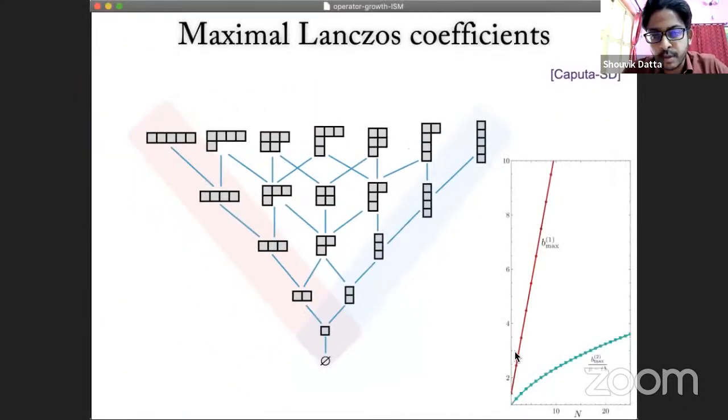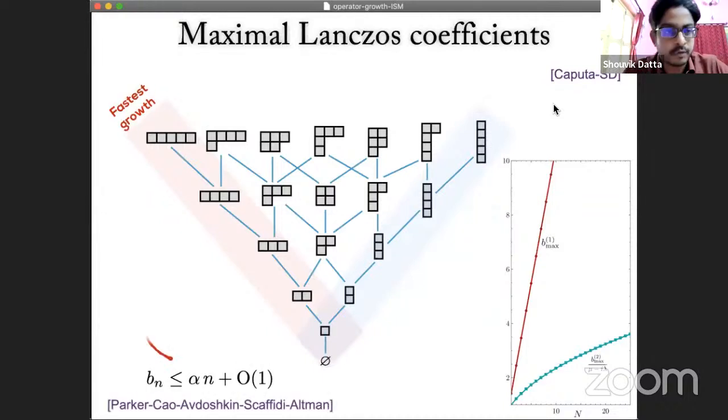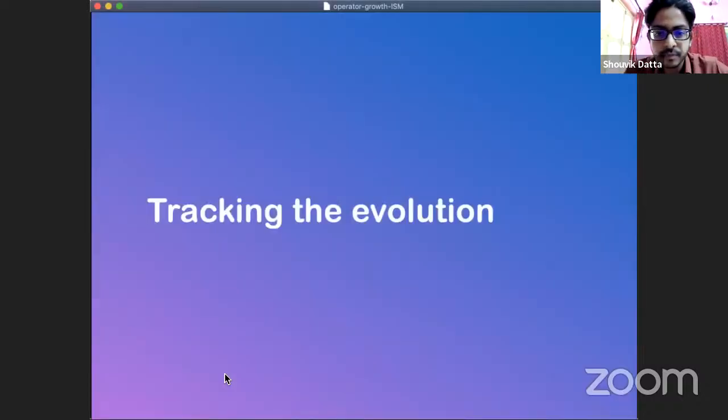And you can plot it numerically, and it shows linear growth over here. So the fastest growth can be found on the leftmost edge of this lattice, and this saturates the conjectured upper bound on the growth of the Lanczos coefficients, which is this.